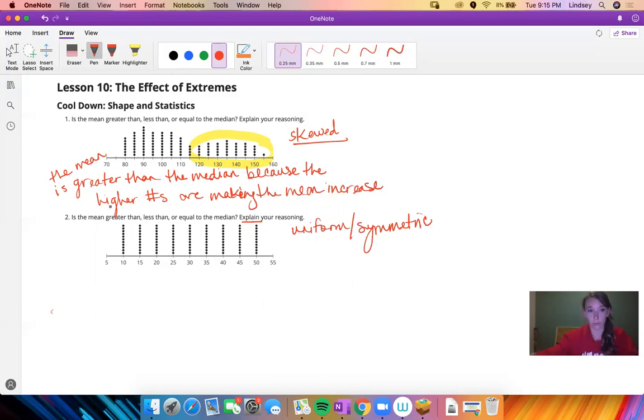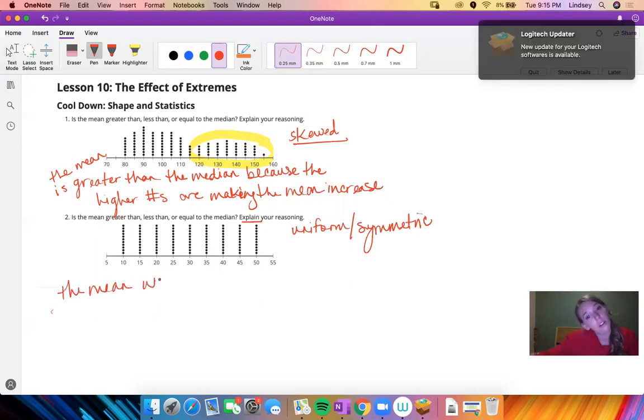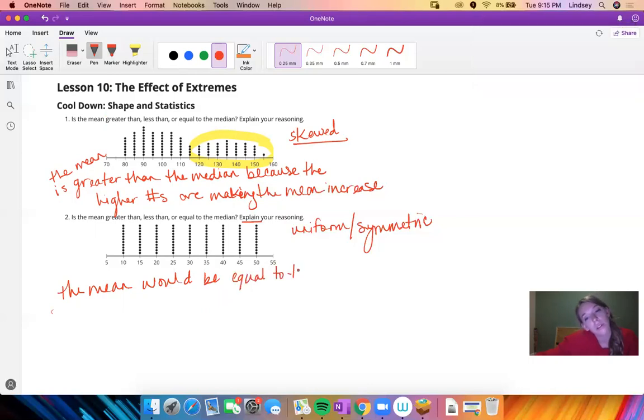So would the mean be greater than, less than, or equal to? The mean would be equal to the median, because the data is symmetrical. Okay, and it's as simple as that.